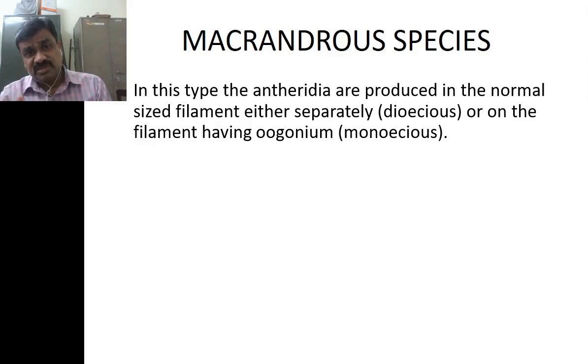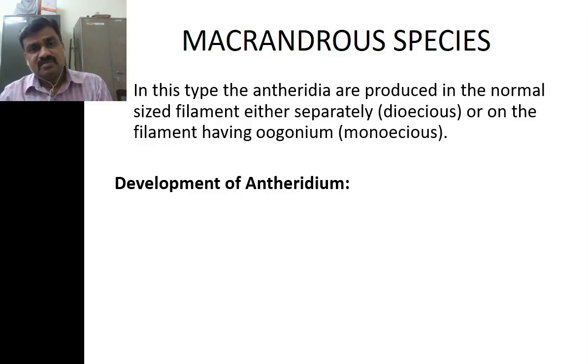Again, they are dioecious forms or monoecious forms. Dioecious forms means the antheridial filament is separate and the oogonial filament is separate. Both antheridia and oogonia are borne on separate filaments, that is dioecious species. Monoecious species means antheridium and oogonium are borne on the same filament. So macrandrous species is nothing but the antheridia development on the normal sized filament. They may be dioecious or monoecious.